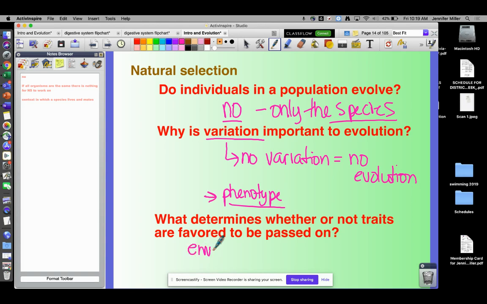So what determines whether traits are passed on or favored? Well, it all depends on the environment that they live in. So a white coat in the Arctic is a favorable variation, but a white coat in the woods is not, because you can see that. So it just depends on your environment and where you live and where you mate to determine whether or not those traits are going to be passed on and whether they're favorable in that environment. Okay, so if your environment changes, all of a sudden a trait that you have could make you not able to survive in that environment. So the environment is huge when it comes to whether traits are an advantage or not.